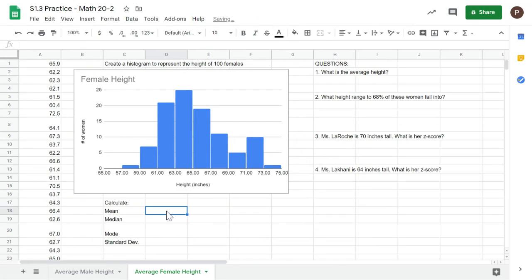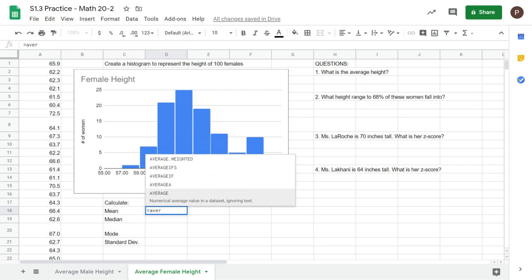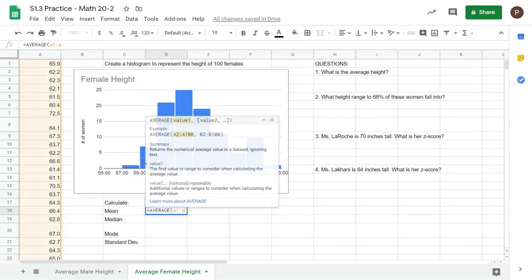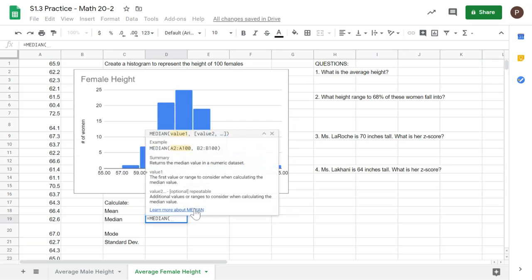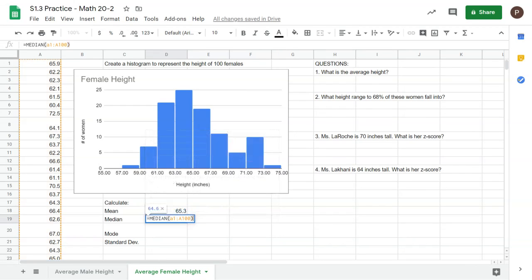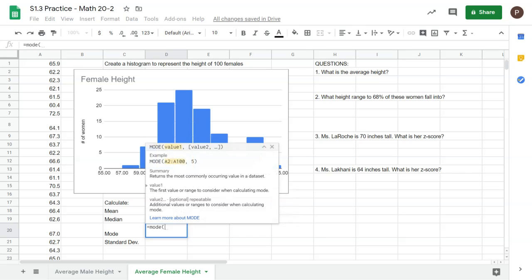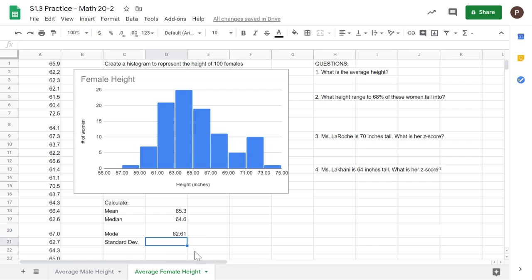Let's find the mean, median, and mode of our data. So the mean is 65.3. The average height of these females is 65.3 inches. The median, the middle, I lined these women up in a row. The middle woman would be 64.6 inches tall. And the mode, the most common height, looks like it's 62.61 inches. Right, that shows up most commonly.